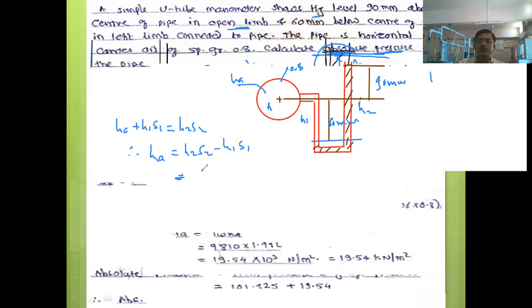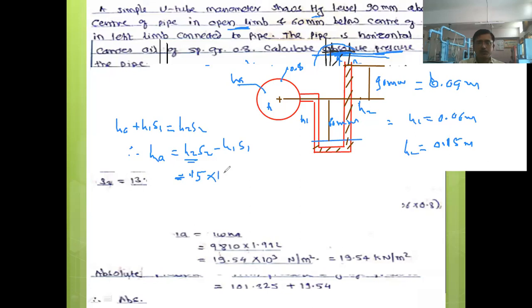Now here, who will tell me what is the value of H2? 150, correct. It is 150. Now, before putting the values here, convert that into meter. It will be 0.09 meter. H1 will be equal to 0.06 meter, and the total value of H2 will be 0.15 meter, right?